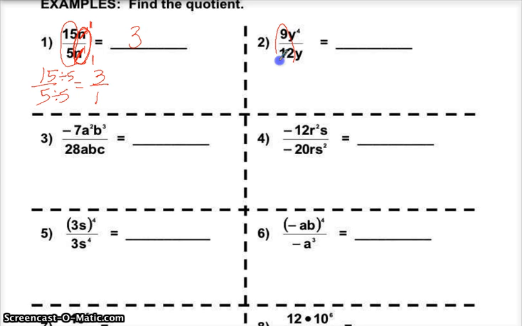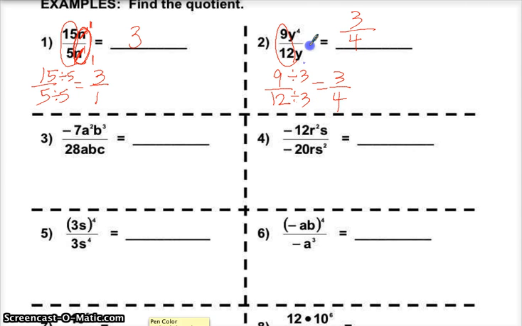Here, let's do our numbers separate. So 9 divided by 12. Well, they're both divisible by 3, or you can use your math frac button. 9 divided by 12, math frac, enter. It will reduce it for you. They're both divisible by 3, so we would get 3/4. So I have 3 in my numerator, 4 in my denominator.